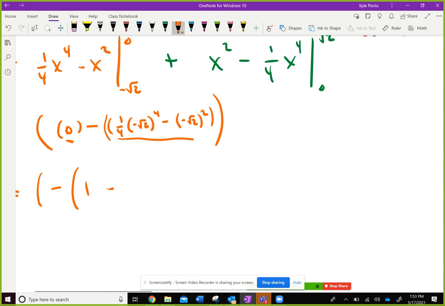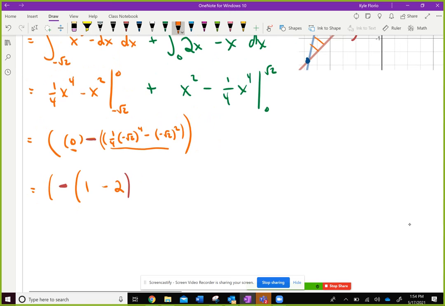Negative root 2 squared is just 2, right? It's going to be positive, so it's going to be minus positive 2, right? So minus positive 2. Now this negative is still here. So it goes to 3. No, it goes to 1. You distribute the negative, so it's negative 1 plus 2. 2 minus 1 is 1. Okay? I guess I could have gotten rid of that at that point.